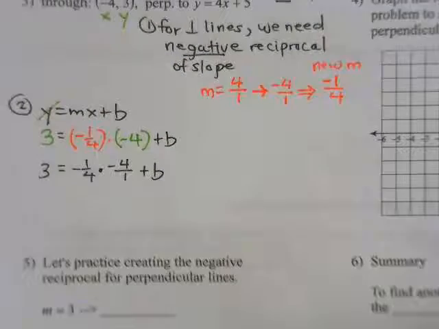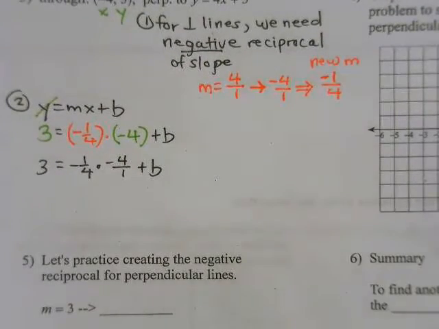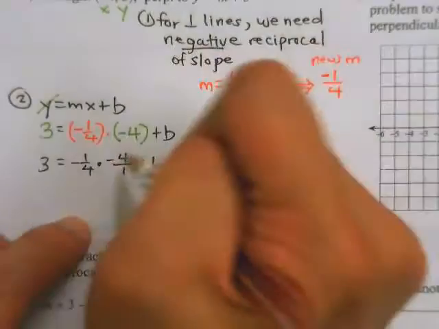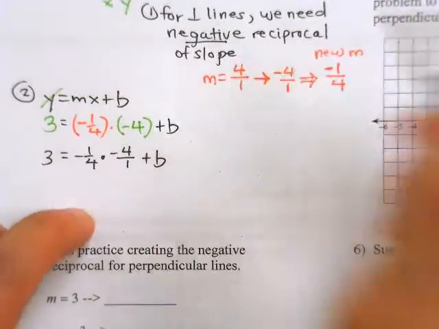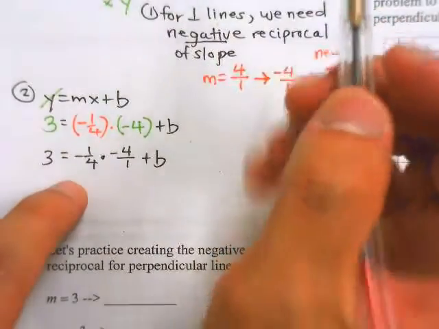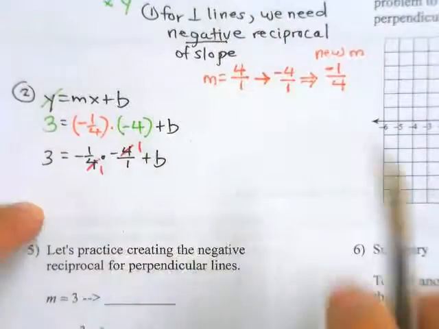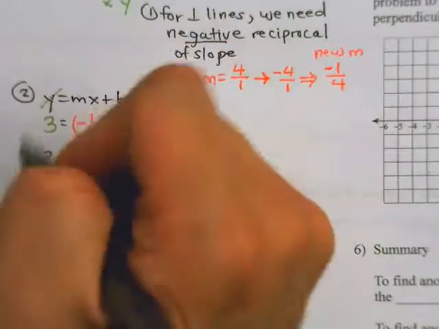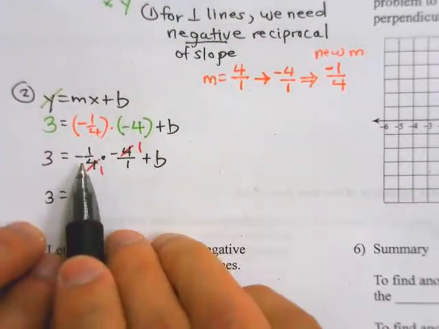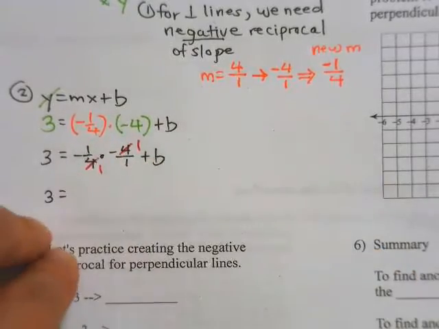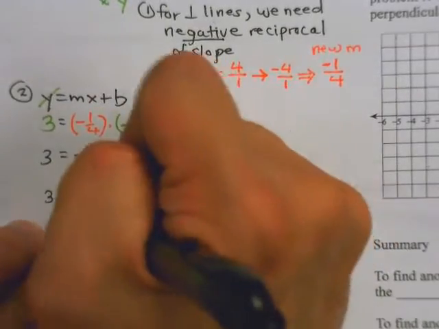Oh, I did say that I was going to show this on the calculator. I'll do it right after. Okay. What can you cross off? The 4s, yes. So the 4s become 1 and 1. And we just have to be careful because what is negative times negative? Positive. So this needs to be positive. Positive what? Positive 1.